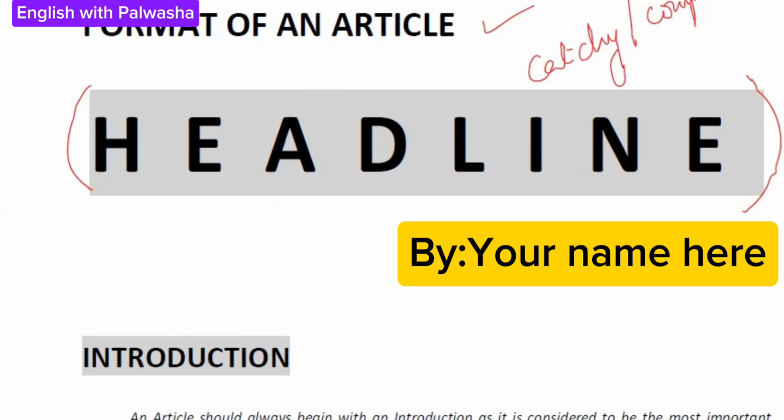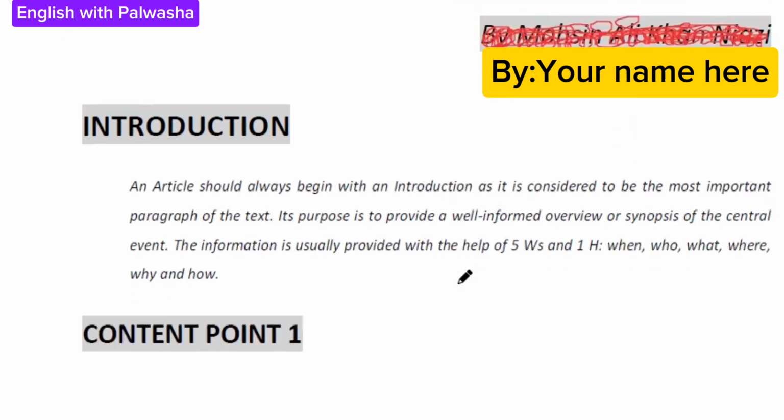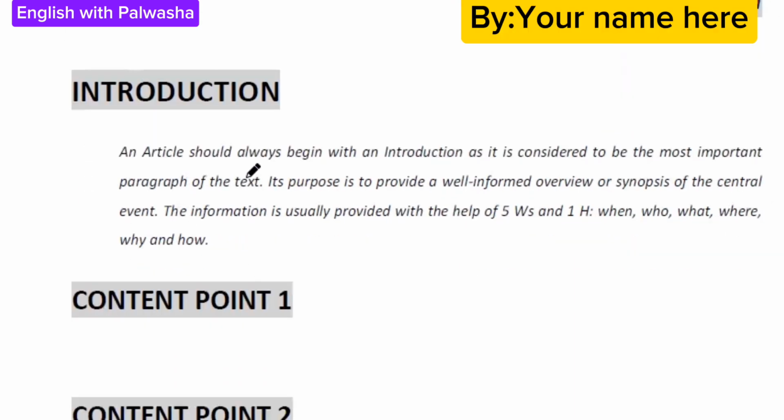All right, so afterwards, you are directly going to jump towards the introduction. An article should always begin with an introduction, as it is considered to be the most important paragraph of the text. Its purpose is to provide a well-informed overview or synopsis of the central event, like what happens in the event or what this article is about. You are going to embed all this in an introduction.